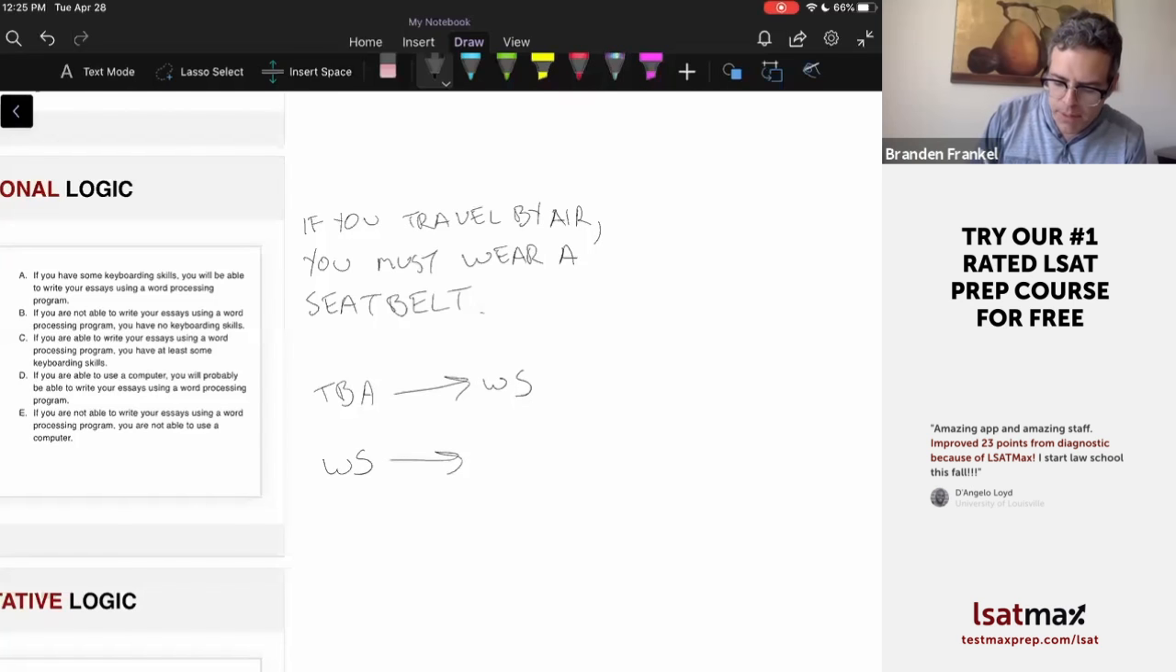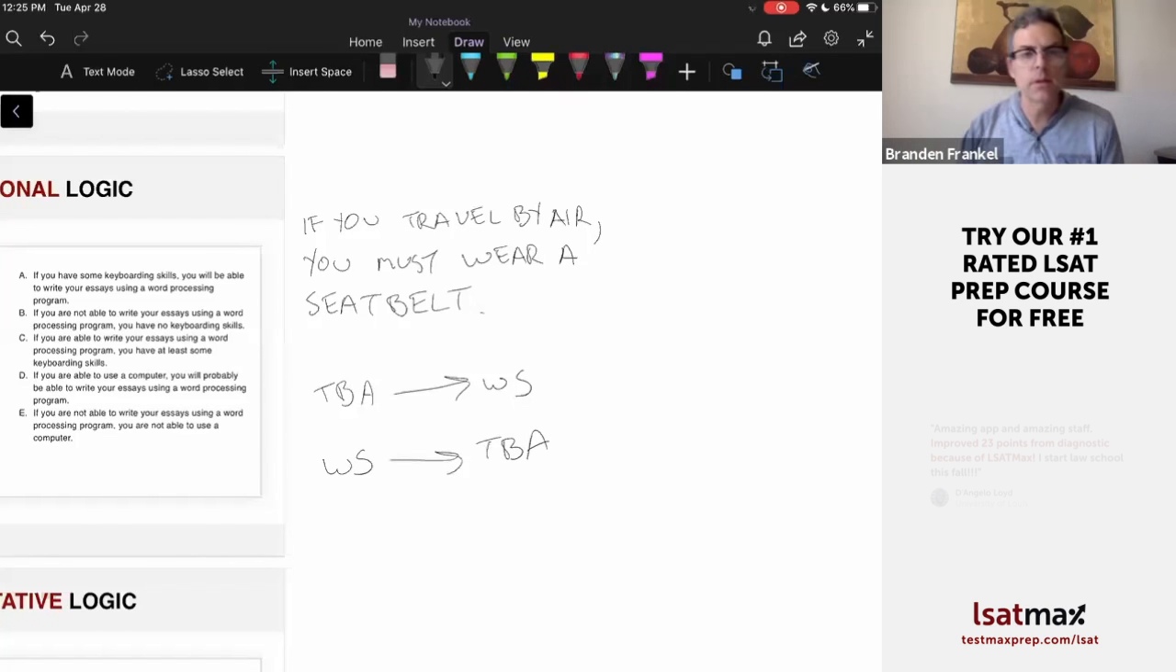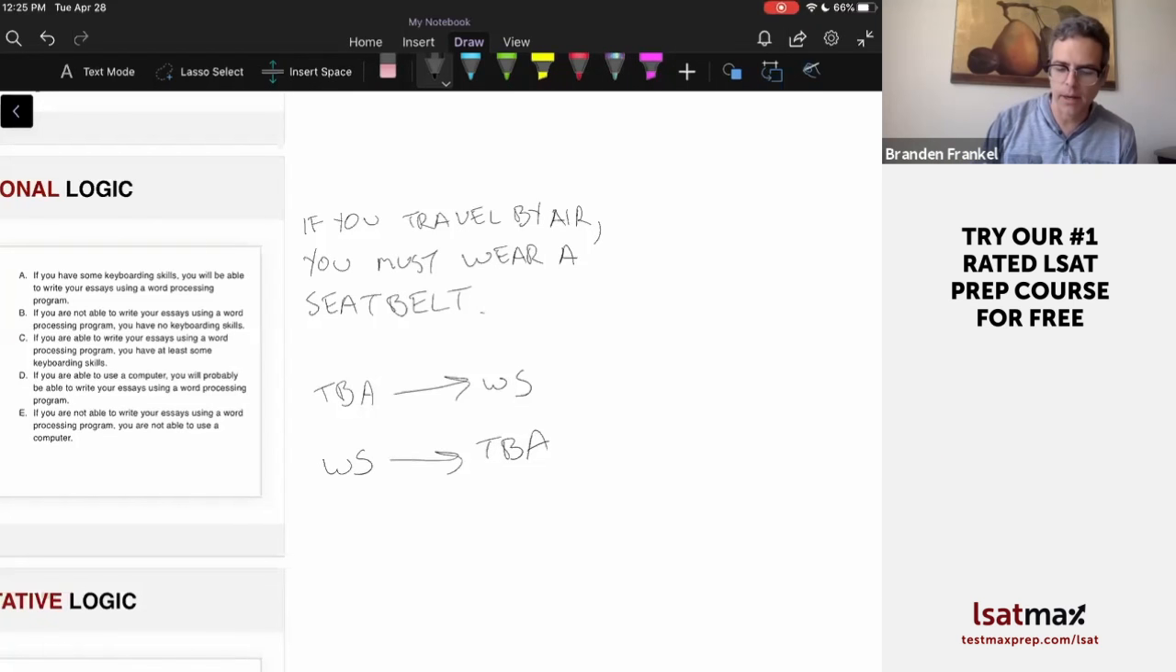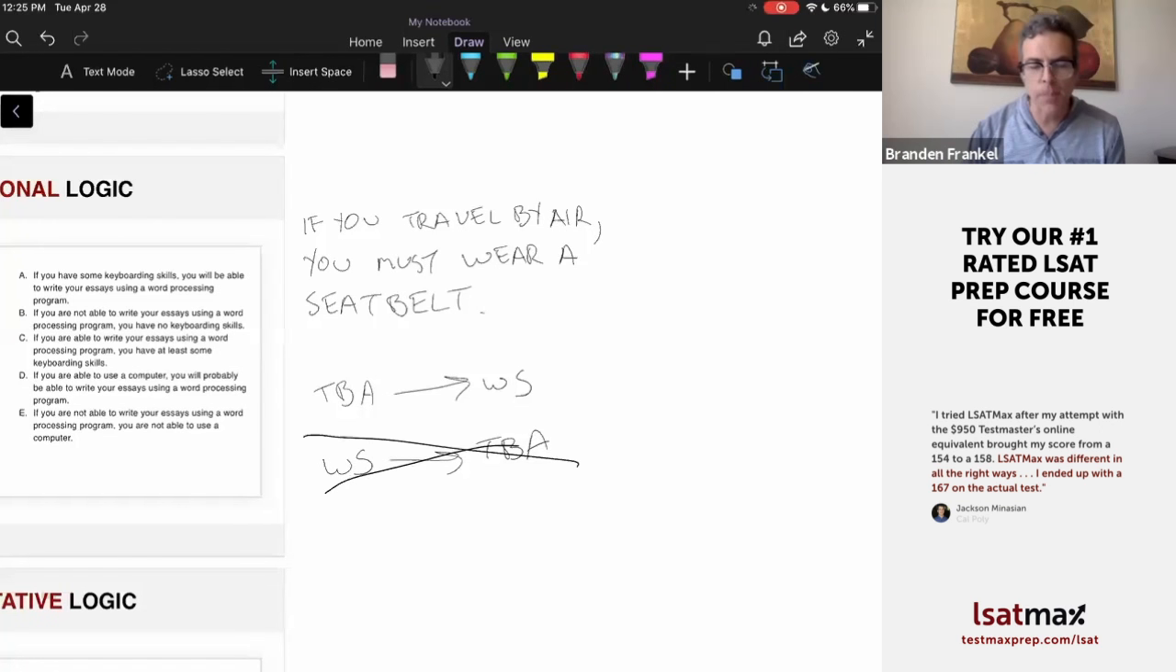If you must wear a seatbelt, then you are traveling by air. Is that true? No. There are seatbelt laws about driving. Most states require you to wear a seatbelt while you're driving, but you're not traveling by air. This is bad reasoning. You can't just flop these things around.